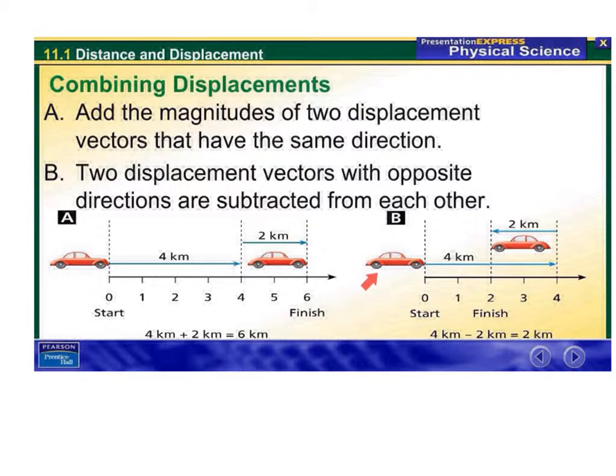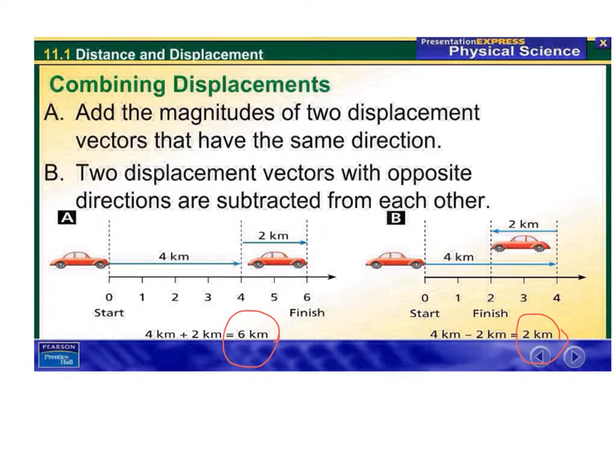In example B, we see that this car travels a total of 4 kilometers to the right, stops, and turns around to travel 2 kilometers in the opposite direction. This means it travels 4 kilometers, stops, and turns in the other direction 2 kilometers. That means rather than a plus, we must put a minus. That means that while the total displacement in A is 6, the total displacement in B is only 2 kilometers.